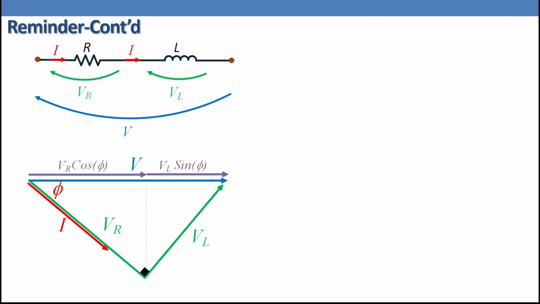So we can make a projection here for VR, so V in total equals VR cosine phi and VL sine phi. So we can add them together. VR cosine phi plus VL sine phi will give us the voltage V in magnitude.